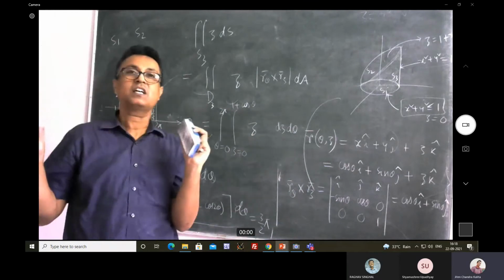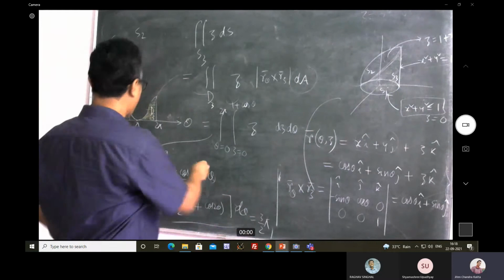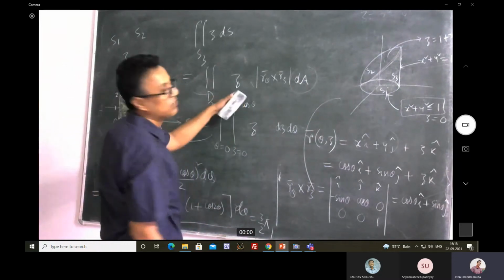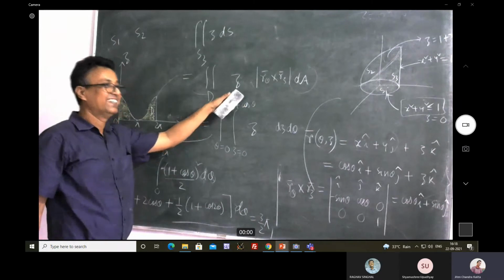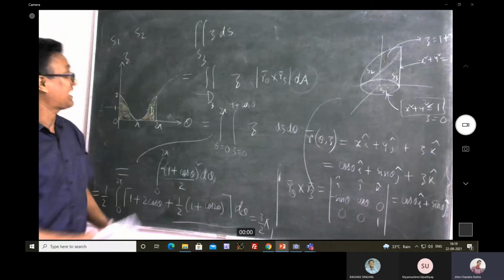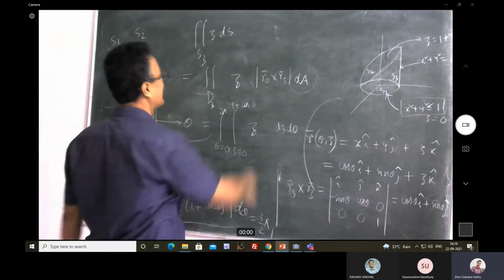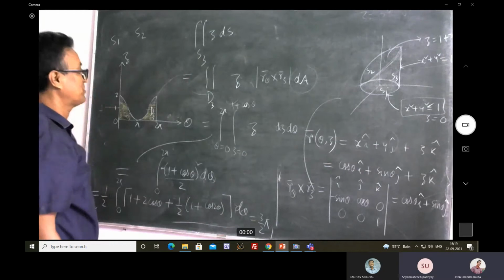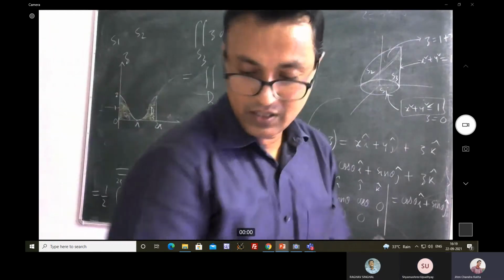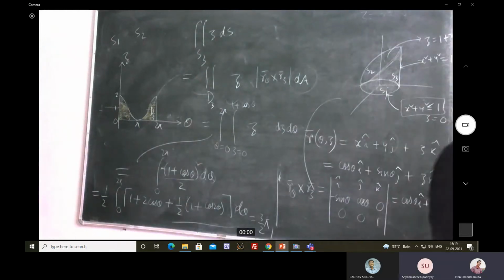So now I think it is clear, the reason for what you should get. I think I would have ended up with the same expression even if I had taken 1 plus cos theta here. It won't have mattered, but the limits of this is 1 plus cos theta. So this is about the area of the surface integral.